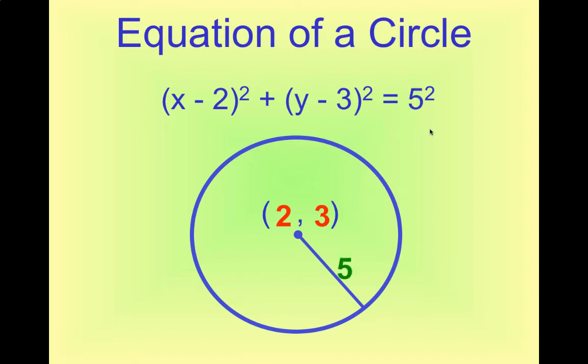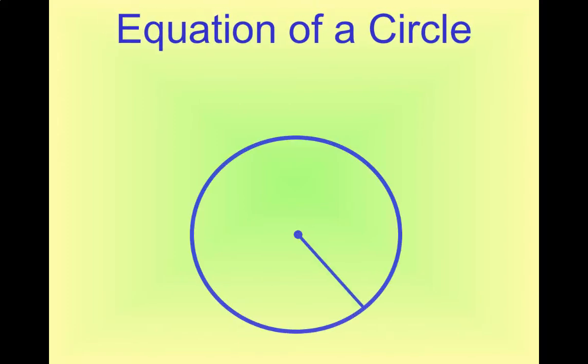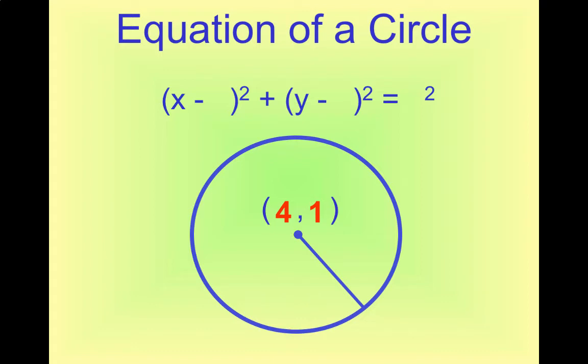And likewise, you can go backwards. If you have a picture, you can turn that into an equation. So imagine that you have a center like this, and a radius like this. To make it into an equation, you take this 4 and you turn it into x minus 4. And you take the second number 1 and you turn it into y minus 1. And then you take the radius and you square it at the end of the equation. So that would be 9 right there.